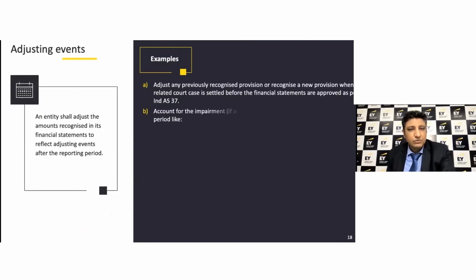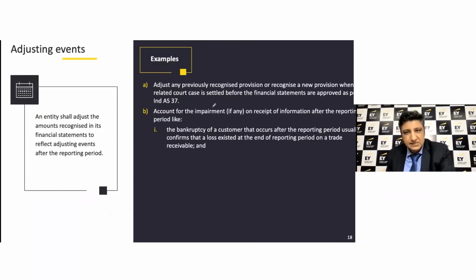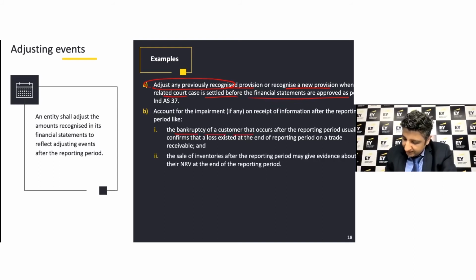Let's try to understand this better. There could be instances, for example, where you had a provision, or you might have been disclosing court cases, but if the court cases are settled before the financial statements are approved, then you need to adjust that provision, or build a new provision. Similarly, a bankruptcy of a customer would normally indicate that something was wrong even on the reporting date. Another example: sale of inventories after the reporting period may give evidence that their net realizable value is lower than the cost itself, so you need to accommodate that.